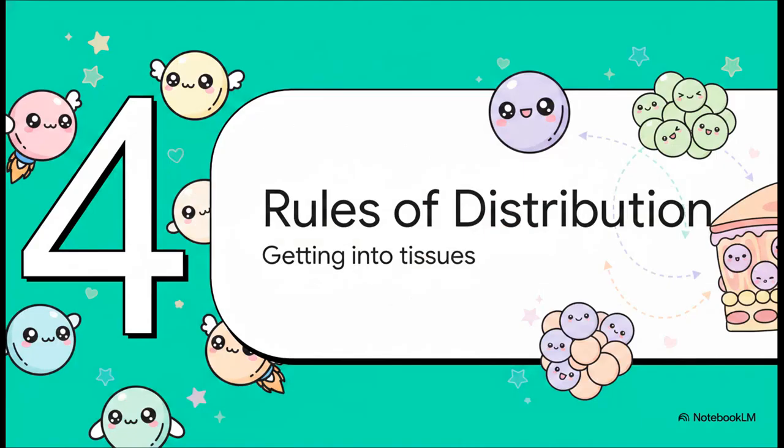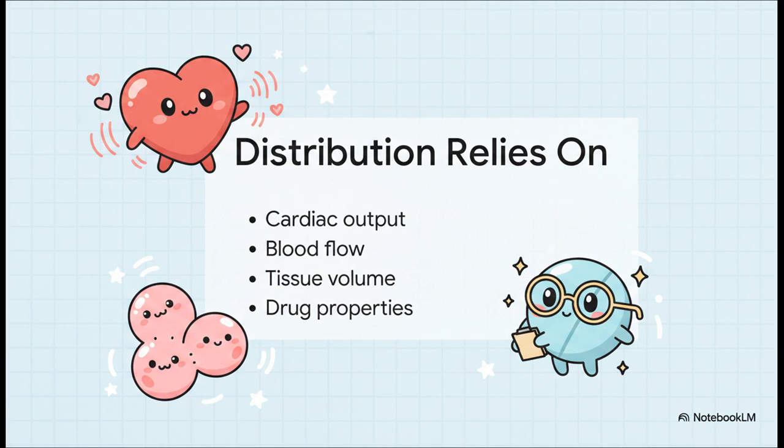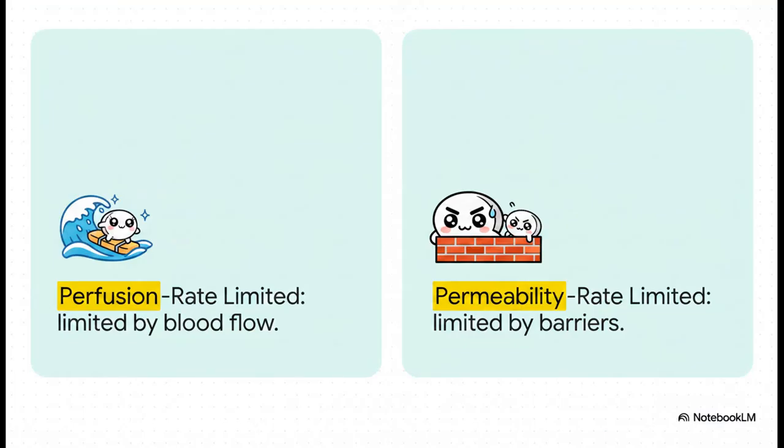Let's shift gears to Section 4, the rules of distribution and how drugs actually get into your tissues. So once a drug hits your bloodstream, distribution is immediate, but it's heavily dictated by a few things: how hard your heart is pumping, local blood flow, and the physical properties of the drug itself. It absolutely does not spread evenly. Tissues with high regional blood flow, driven by your cardiac output, are going to see that drug way faster. Plus, the drug's own physicochemical makeup decides whether it's actually allowed to enter a specific tissue volume in the first place.